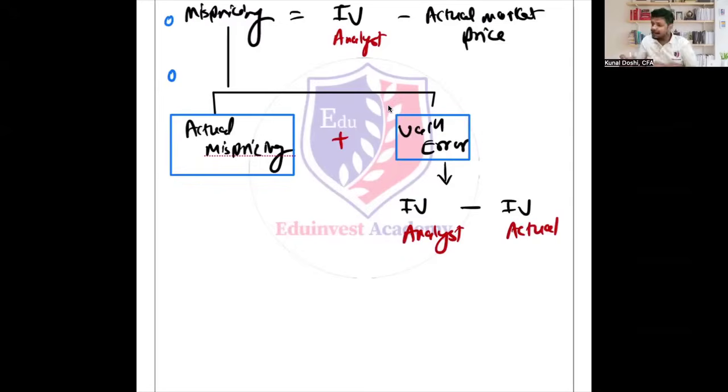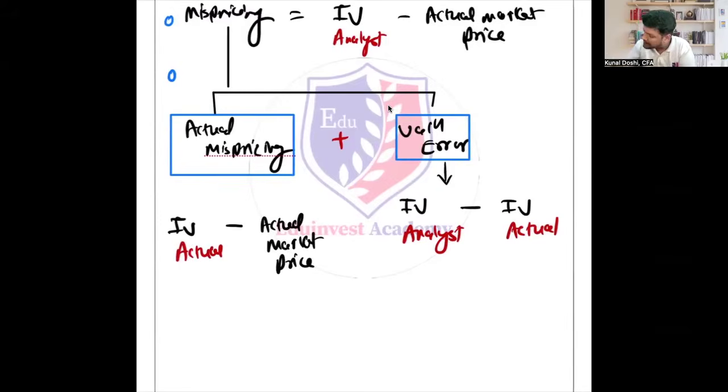So actual mispricing is intrinsic value, what it should be, as per the analyst or the actual mispricing. Actual mispricing, the word itself says actual. So actual mispricing is the actual intrinsic value, what it should be, and the difference between this and the actual market price. Correct? So this is going to be my actual mispricing, that is, actual market price.